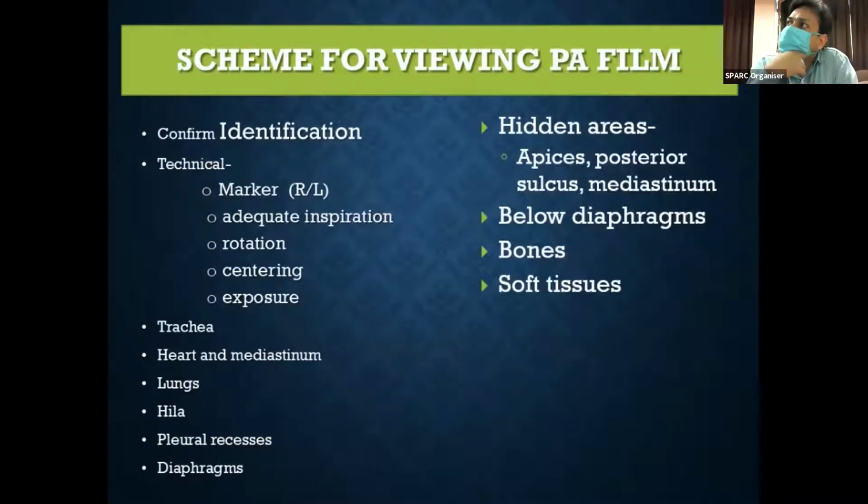Now, coming to the reporting part or the interpretation part, before going into interpretation of individual organs, we should try to see some of the technical things on the chest X-ray. And most important of it is identification and the date. So you should first always match whether the X-ray belongs to the patient by comparing some CR number or some unique ID number. And also the date is very important.